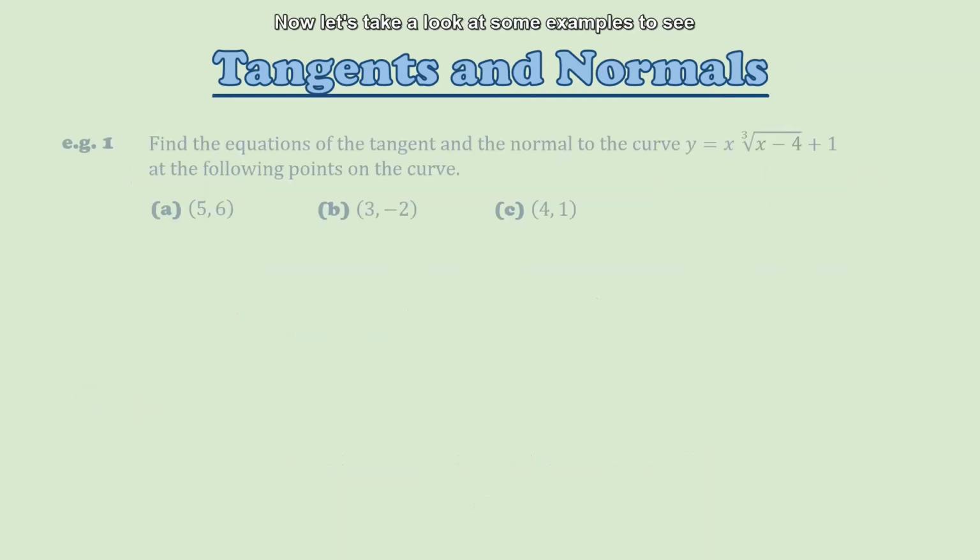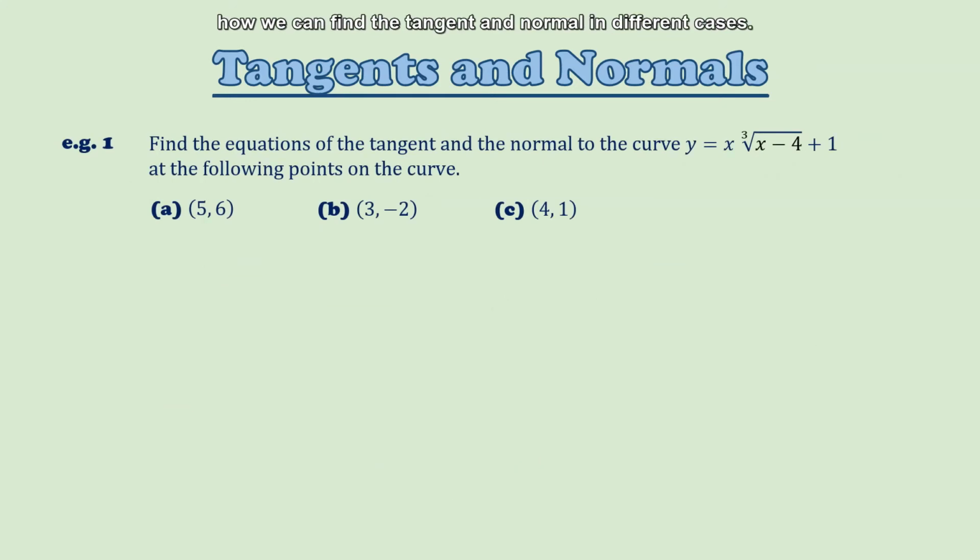Now let's take a look at some examples to see how we can find a tangent and normal in different cases. In this example, the given curve is y equals x times the cube root of (x minus 4), plus 1. These 3 points are points on this curve. Now we should find the equations of the tangent and the normal at these 3 points.